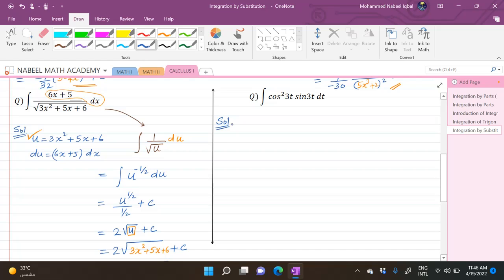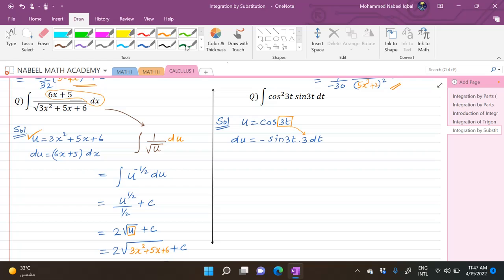Now the next problem: integral of cosine square 3t sine 3t. Always you have to take the highest power as u. So I will choose u equal to cosine 3t, without the power. We have to take the u without the power. Therefore du is equal to minus sine 3t into 3 dt. Here we are differentiating cosine, giving minus sine 3t, and when you differentiate the angle, you get the 3 and dt.